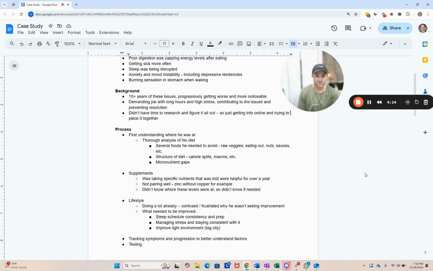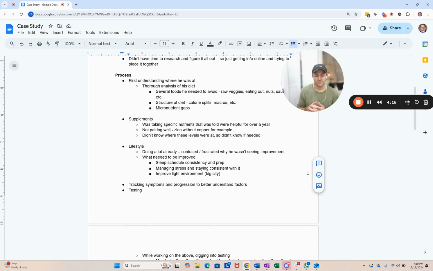So the process we went through here, first and foremost, we had to get a grasp on where things were at. If you deal with symptoms like gas and bloating, but you don't know what causes them, and it just comes and goes randomly, you need to have a better understanding of what's really going on here.